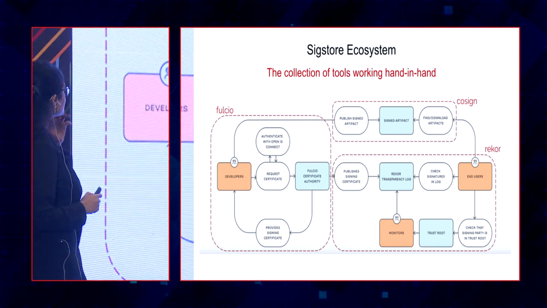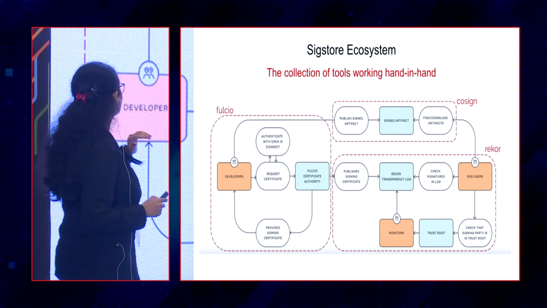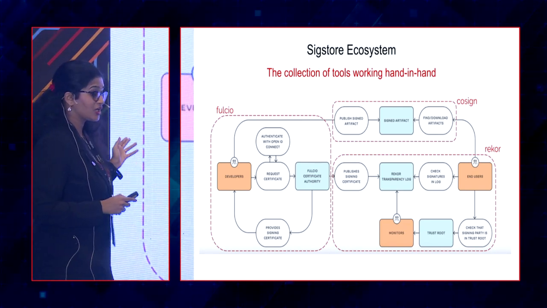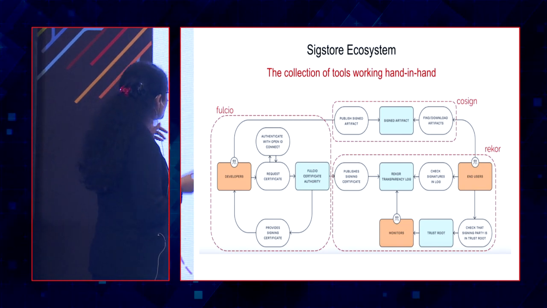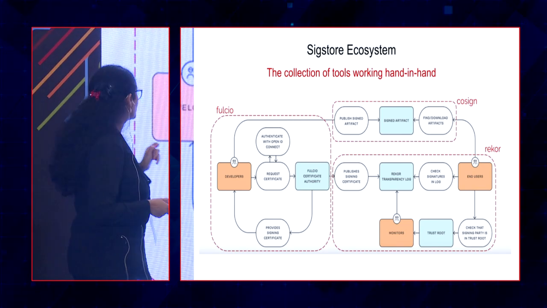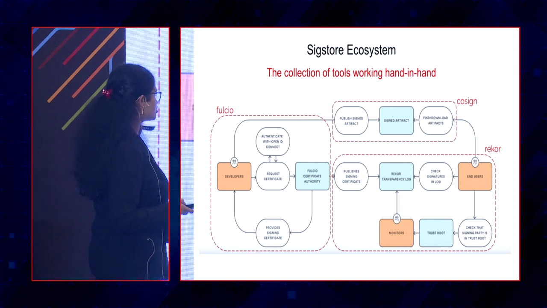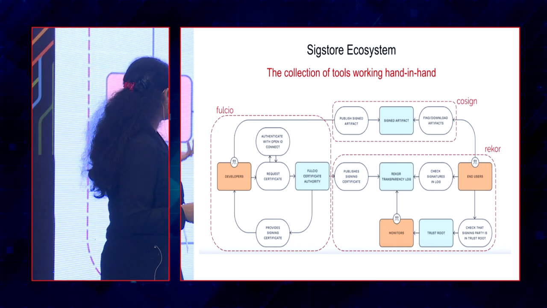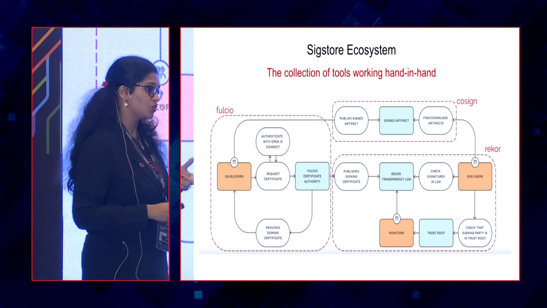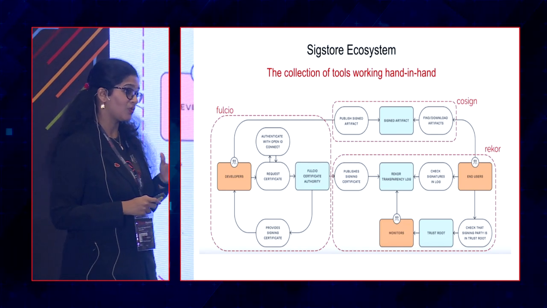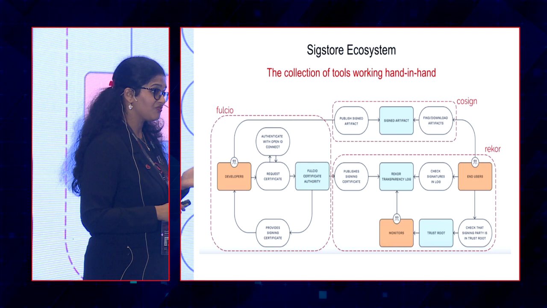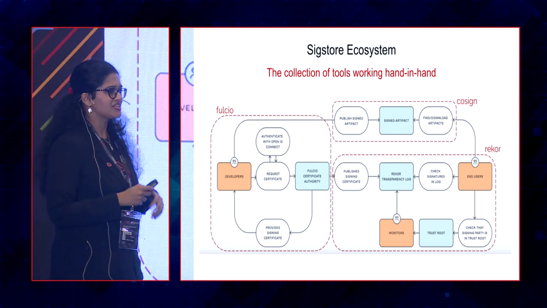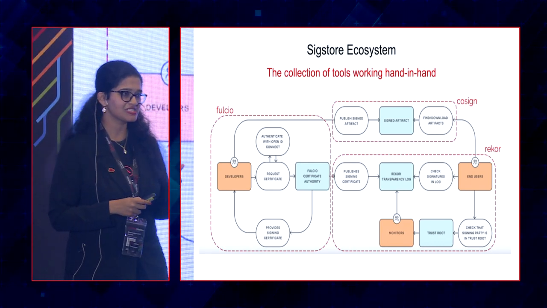So the Sigstore ecosystem inside looks like this. It has Fulcio, Cosign, and Rekor. So when a developer requests a certificate, it has a client which requests a certificate from Fulcio. Fulcio prompts the developer to go to an OpenID identity provider, which provides an identity token. And with the identity token, it provides a certificate using which the artifact is signed. And once the artifact is signed, it is pushed to the enterprise container registry.